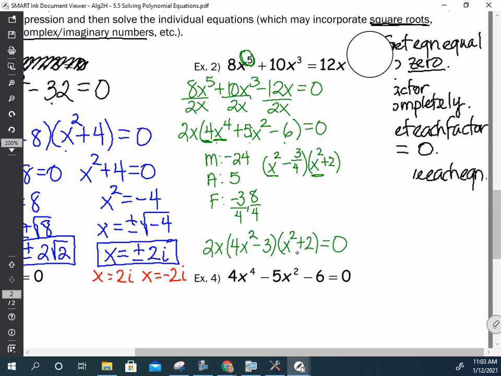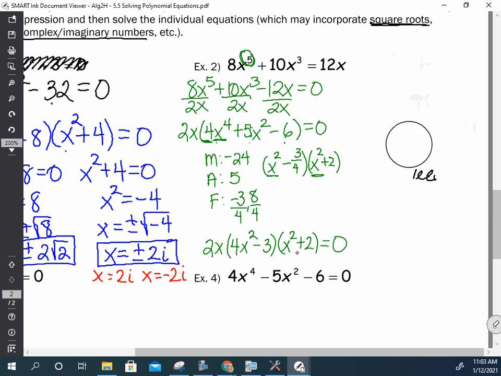Get rid of these steps here so I can give myself some room. All right, so each factor equal to 0. 2x equals 0, so that's easy enough. X equals 0.